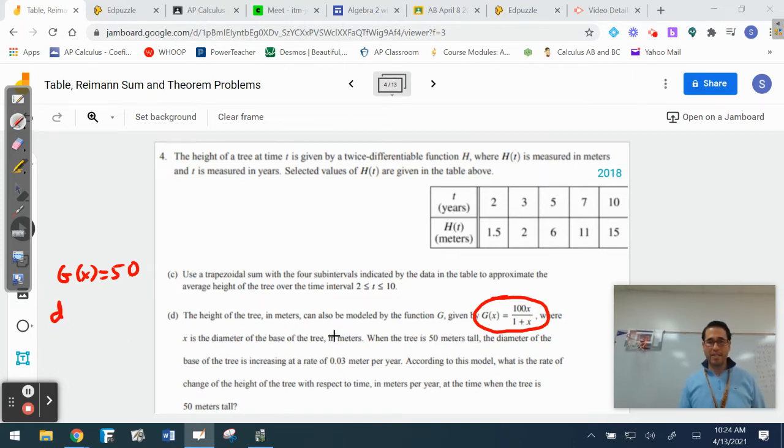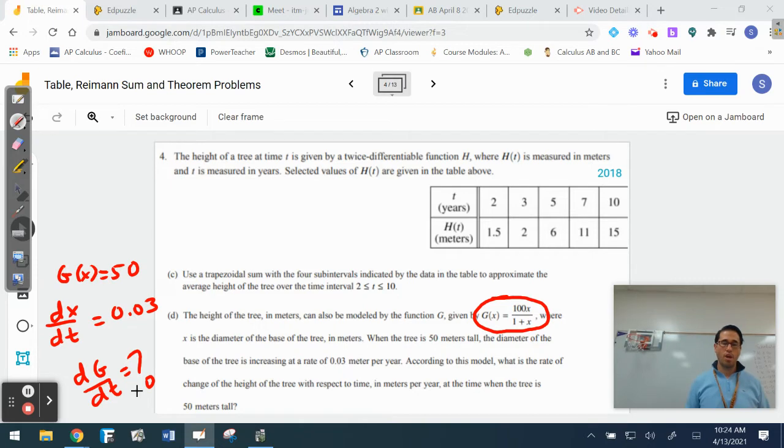So the diameter, and diameter is what x is, it says. So dx/dt equals 0.03. According to this model, what is the rate of change of the height of the tree with respect to time? So I've got to do dg/dt equals question mark.